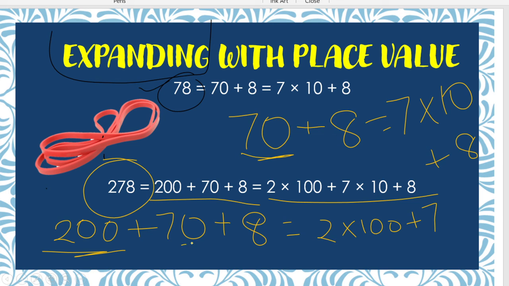7. How many zeros are there? There is only one zero, so I will write 10, plus 8 on the ones place. 8 doesn't have any zeros, so I'll write it like this. Is this expansion very easy?